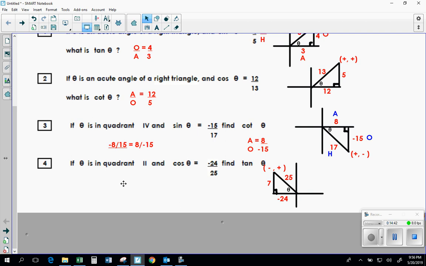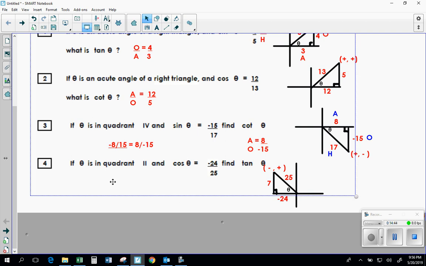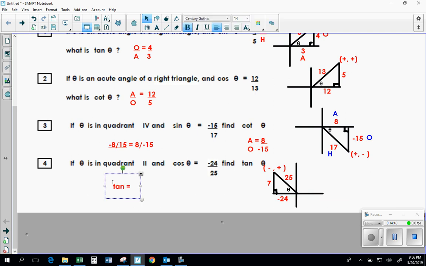It's asking me to find tangent. We know tangent is opposite over adjacent. So the opposite of theta is 7 over the adjacent, negative 24. 7 over negative 24. Again, most answer keys will put the negative in the numerator. So if you want, you can do that. Negative 7 over 24. Both those answers are correct.